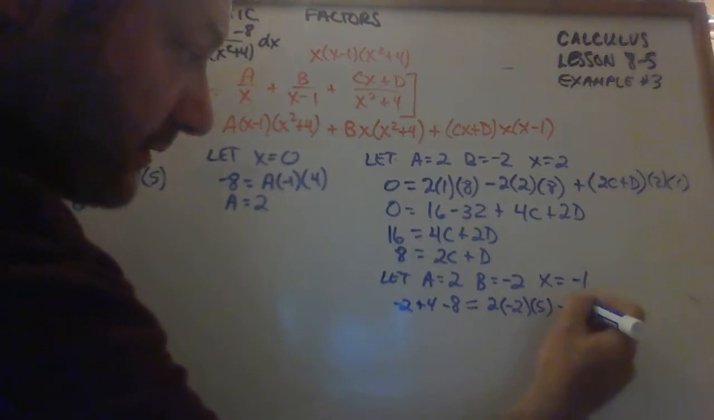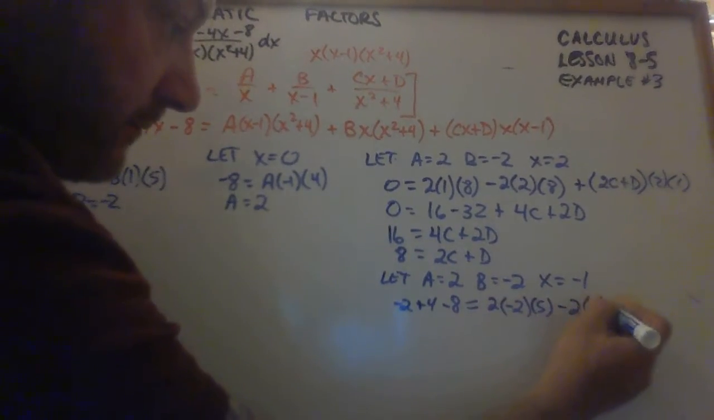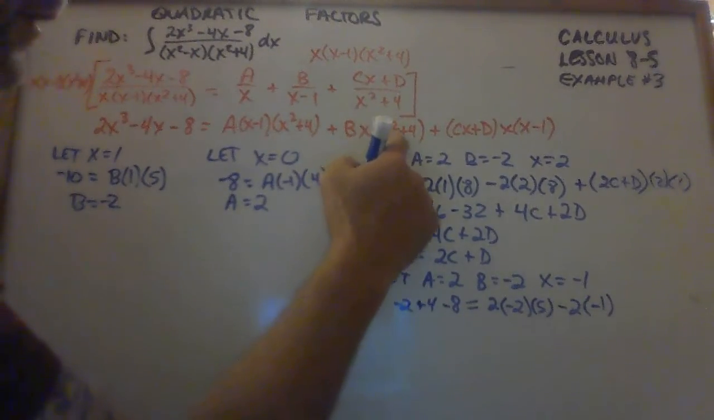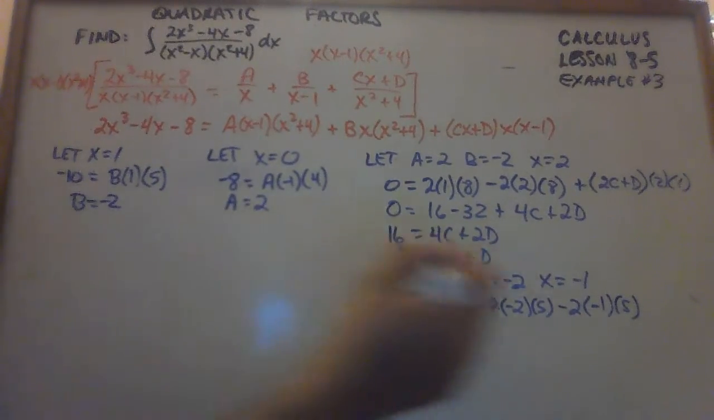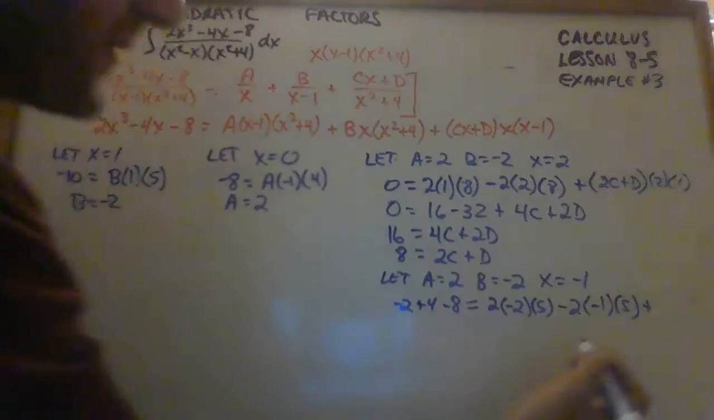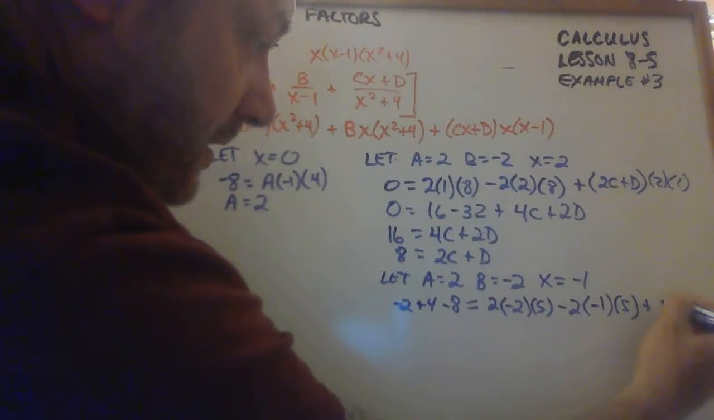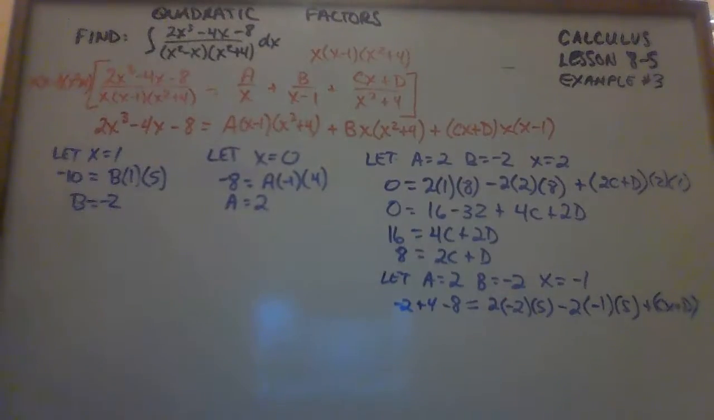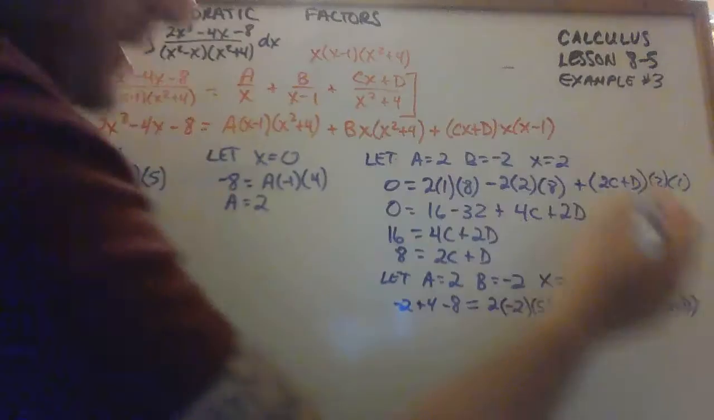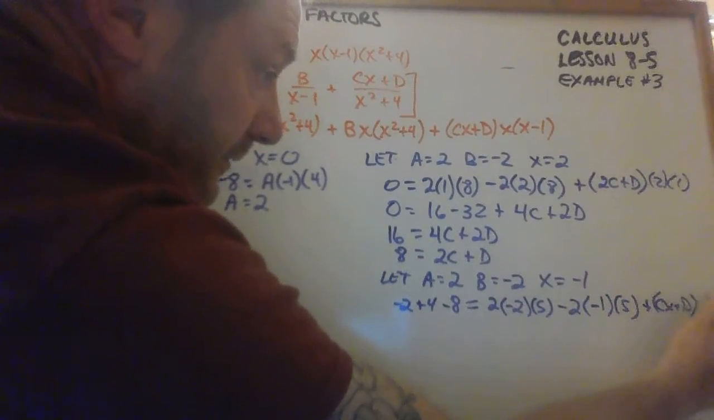Then my b is negative 2, so minus 2 times x is negative 1 again. This is going to be 5. Okay, plus cx plus d times x, which is negative 1, and then this would be negative 2. So negative 1 times, I'm running out of room over here, negative 1 times negative 2 is going to be positive 2.